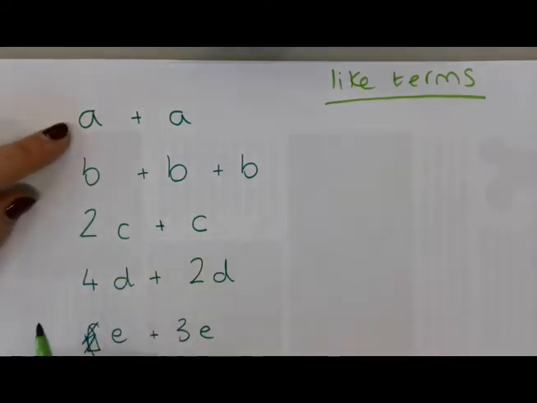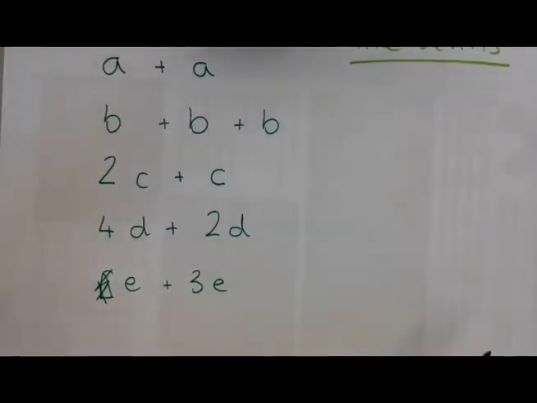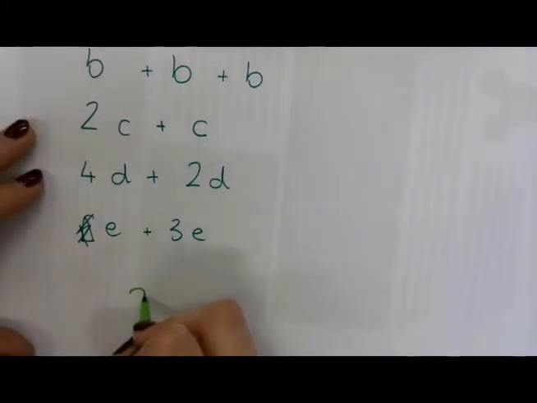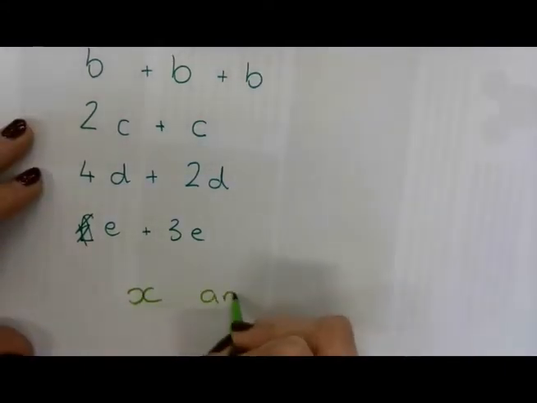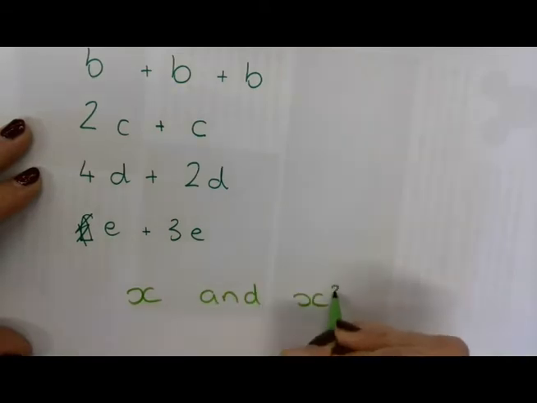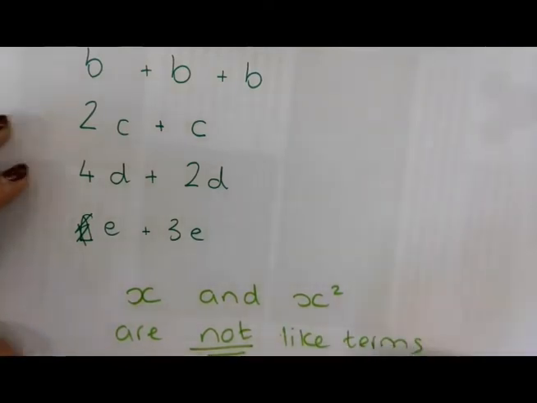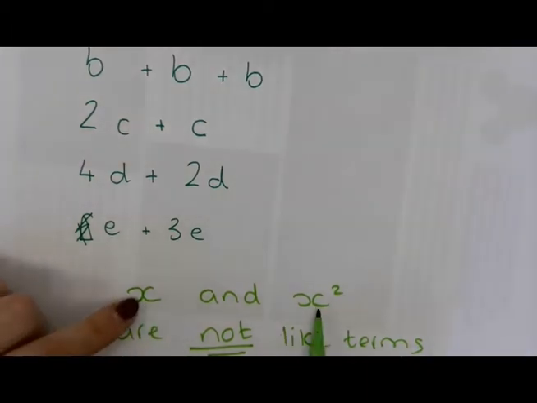There's one important place that this does come up a lot, where people get a bit confused. I'm going to write it down here at the bottom so you can see. So x and x squared are not like terms, because x and x squared aren't the same thing.